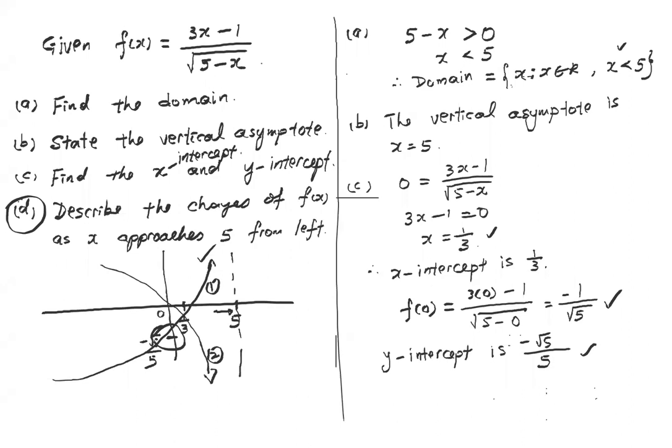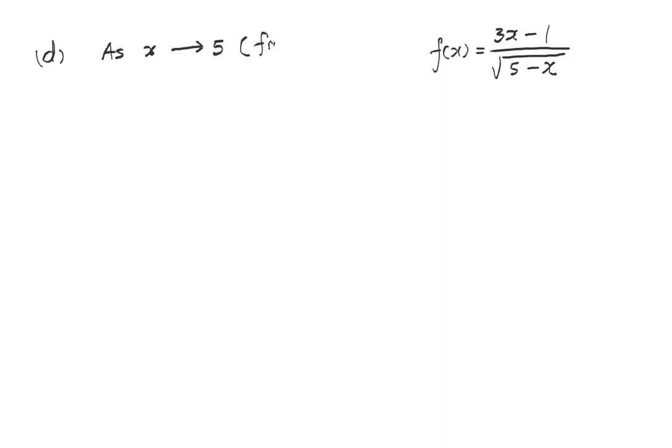So how are we going to argue it out? You cannot say the graph says so. You understand or not? When you say describe, you cannot say the graph says so. No, no such thing. So what do we need to do? We need to do it this way. For part D, I write down the function first: f(x) equals (3x minus 1) over the square root of (5 minus x). Now I will say as x approaches 5 from the left.